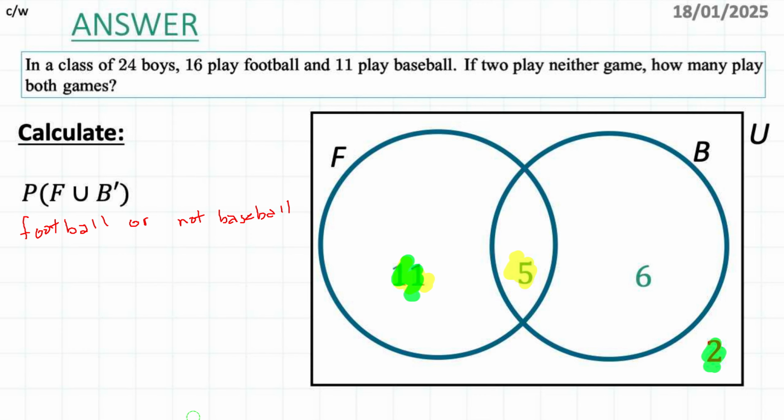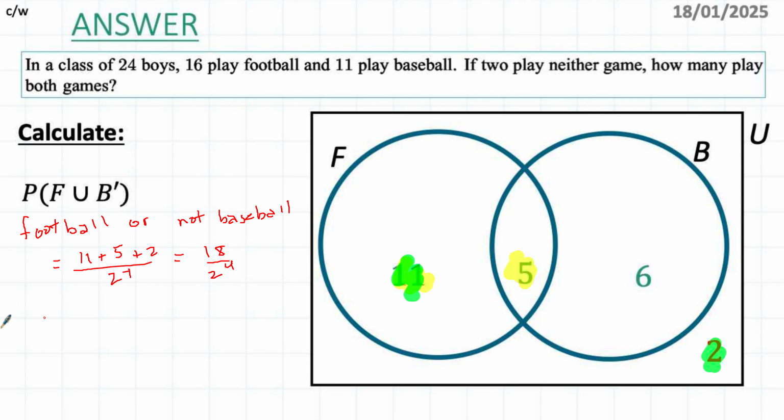And because I'm looking at union, I'm going to take into consideration everything I shaded, which is the 11, 5, and 2. So the answer will be adding those up all together: the 11, the 5, and the 2, all over 24, and that would be 18 out of 24.